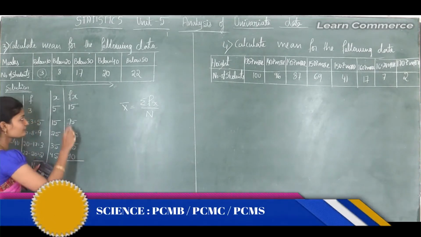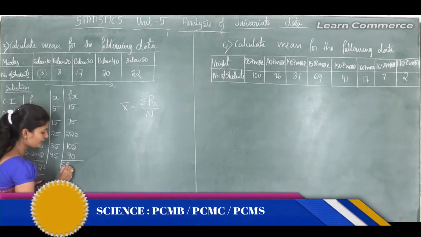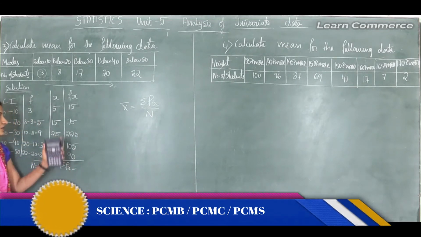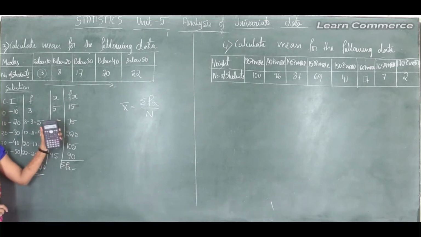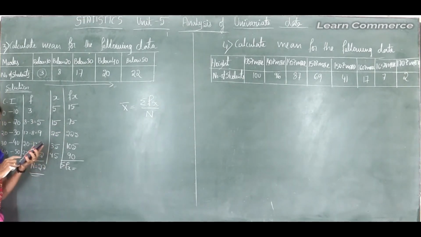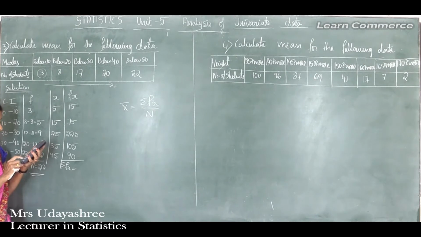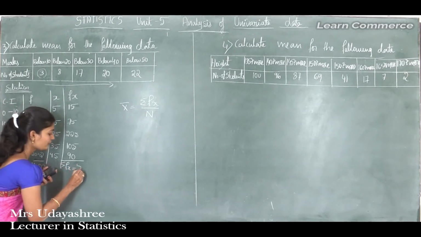Okay, after that we need to do sum of f into x. So first to get summation of this f into x, that is 15 plus 75 plus 225 plus 105 plus 90. So here sum of fx is 510.